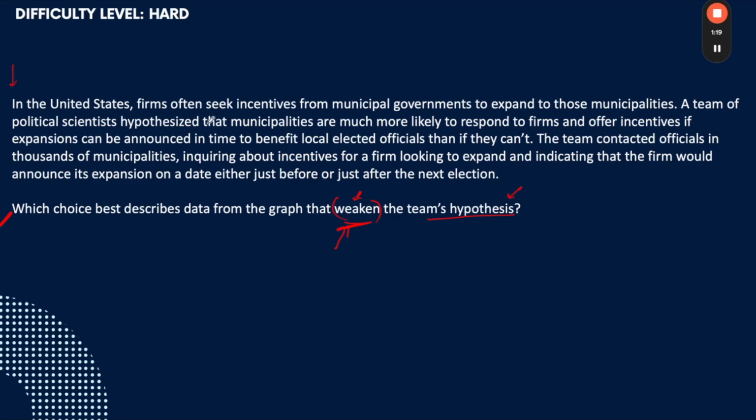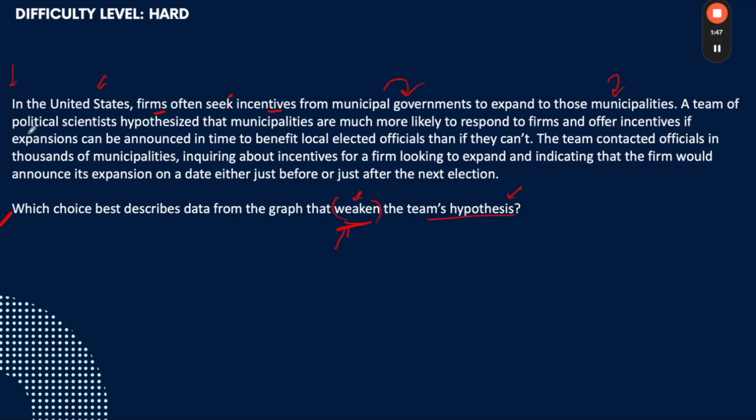In the US, firms often seek incentives from municipal governments to expand to those municipalities. Now, what happens in the US? It says that these firms seek incentives from these municipal governments to expand their businesses to those municipalities. So if the government wants the firms to open up their business in their municipalities, the firms seek incentives for the same, right?